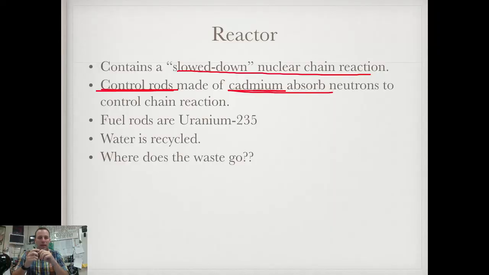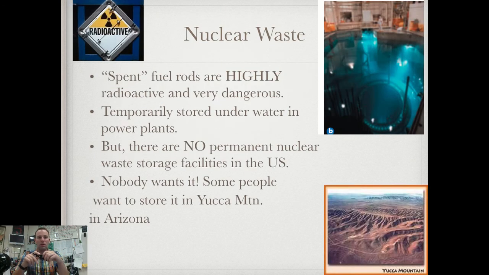we may have a little debate about nuclear power. Where does the waste go? It is a problem. It's highly radioactive. Temporarily, it's stored in pools underwater because that contains a lot of the radiation and the neutrons inside the power plants. But there's no permanent place to put it. Nobody wants it. Years ago, they tried to store it in Arizona inside the desert in Yucca Mountain. But guess what? The Arizonians were like, keep that stuff out of here. We don't want your nuclear waste.